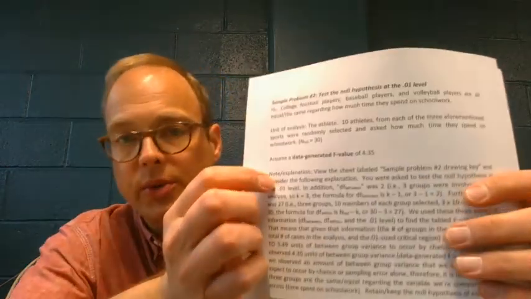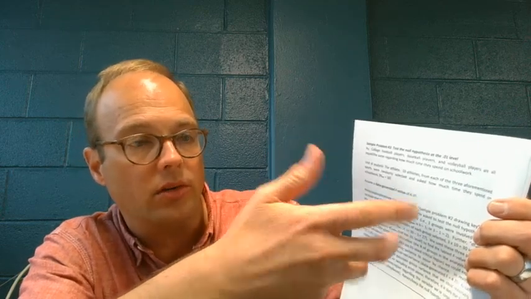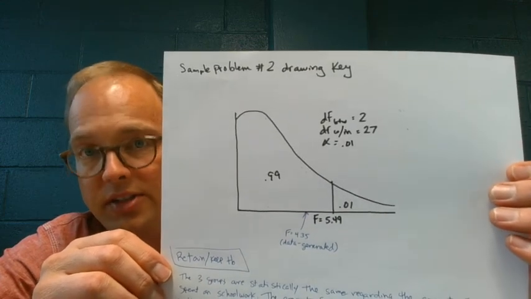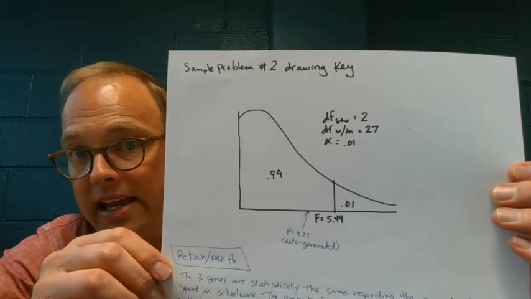I also ask you to assume a data generated F value of 4.35. So testing the null hypothesis at the 0.01 level, 3 groups, 30 cases total, and you've already been given your data generated F value. So let's look and see how this problem would be set up. Turn to the next page in that handout. The sheet that I'm referring to is sample problem number 2, drawing key.